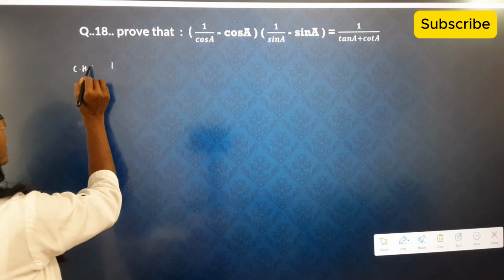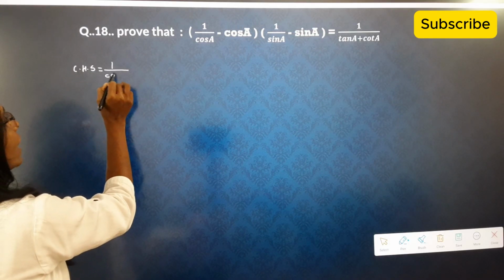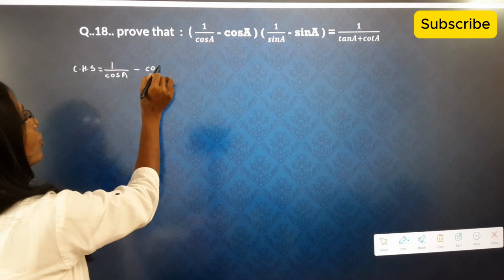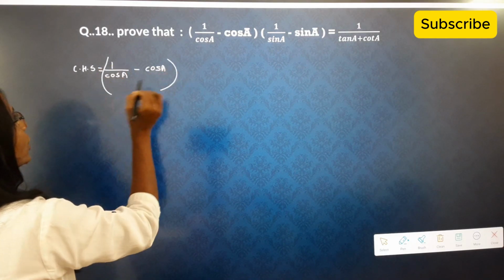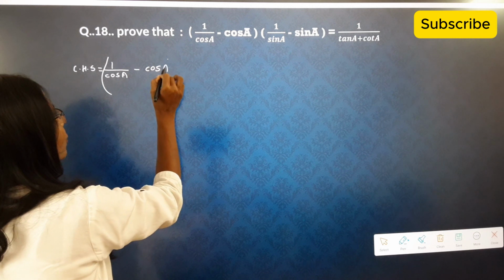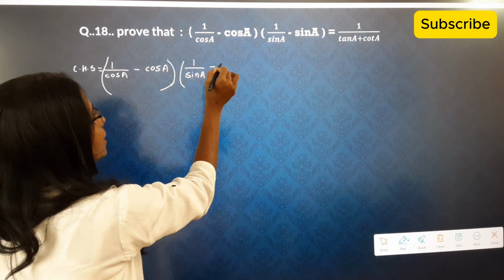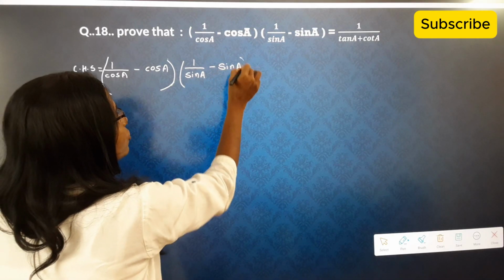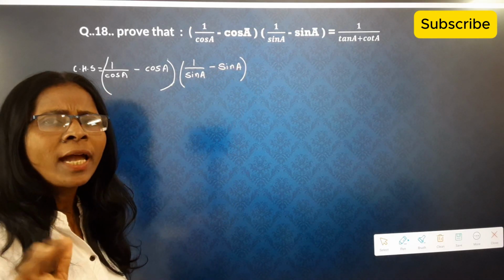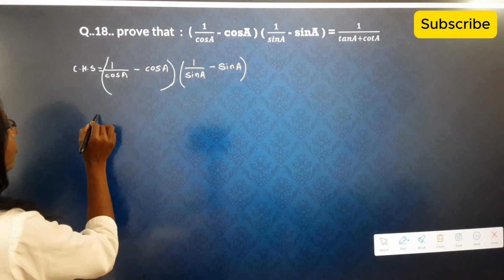First we write LHS, that is 1 upon cos A minus cos A in the first bracket, and then in the second bracket 1 upon sin A minus sin A. So now, students, the simple thing is that we have to simplify this.